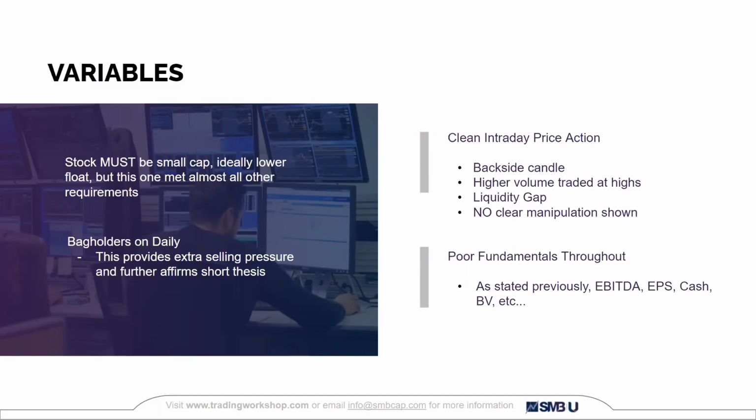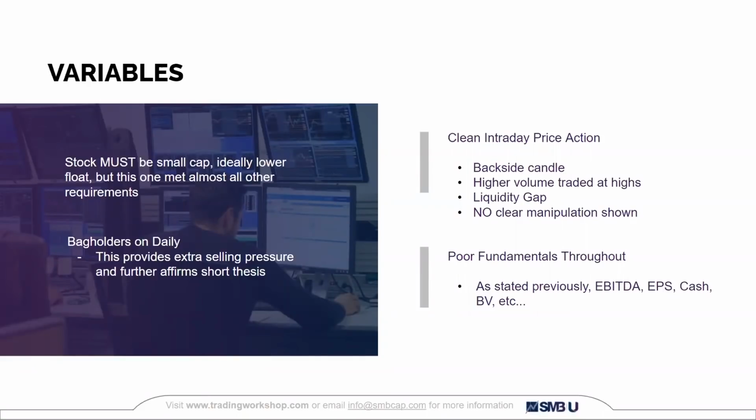So usually the stocks must be a small cap. I usually never go for these all-day fade plays on mid caps, essentially because I can find the runs to the litter in the small cap realm. I do like bag holders on daily, which I'll show you charts for later, because bag holders on the daily or a high volume day that occurred previously is extra selling pressure that can occur, and that just adds to the short thesis.